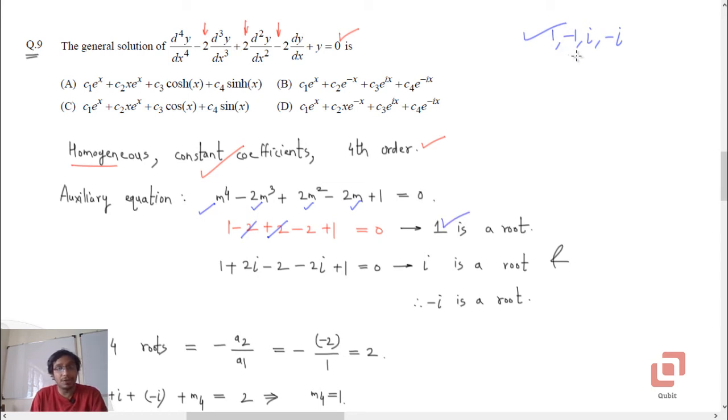Now instead of going for negative 1, I went for i. i to the power 4 is 1, i cubed is minus i, but minus into minus is plus, so 2i, i squared is minus 1, so negative 2, minus 2m, so minus 2i, plus 1. Now observe that plus 2i and minus 2i will cancel each other, and plus 1 and minus 2 will also cancel each other, so i is a root, and because i is a root, minus i has to be another root, because this is a polynomial equation with real coefficients.